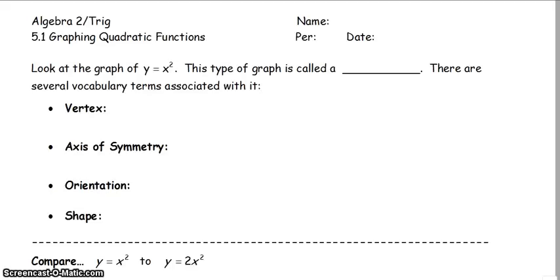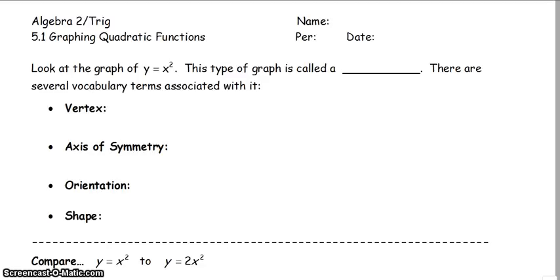Alright, today's video is going to be our first video of Chapter 5, and we're going to start with 5.1, Graphing Quadratic Functions. We're going to go a lot from our note sheet to our sketchpad, so make sure that when we're on the sketchpad demo, you're still taking notes on your note sheet.